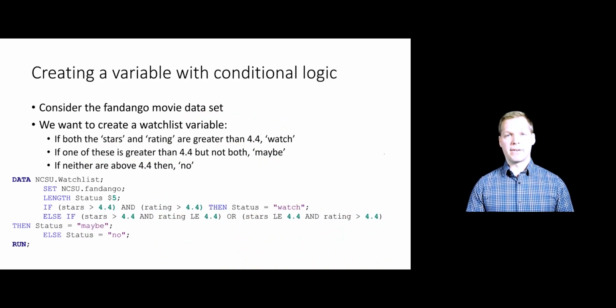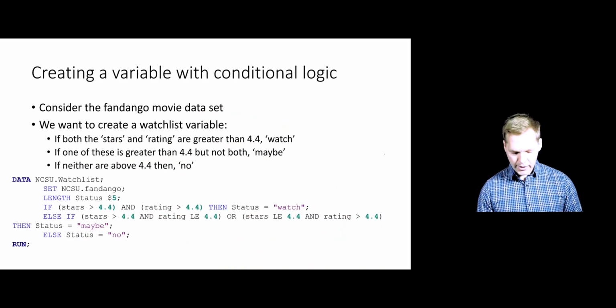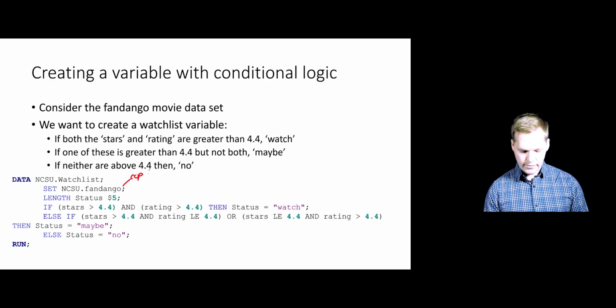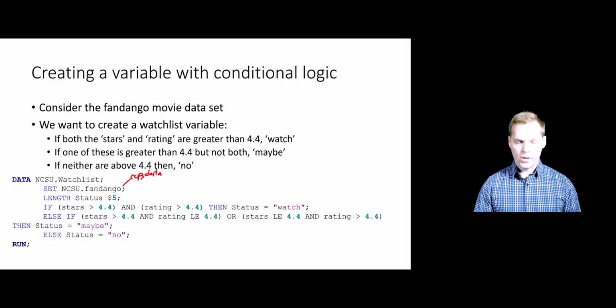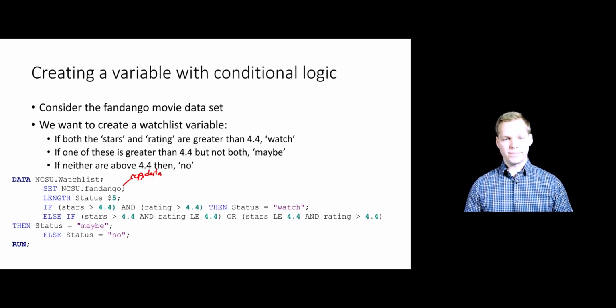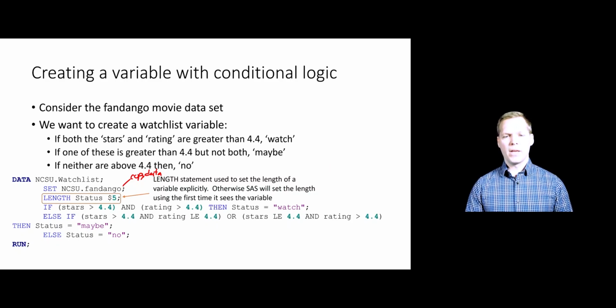So here's a data step that will allow us to do this kind of thing. Again, what we're going to do is we're going to copy our data set first. We're going to create a new data set called NCSU Watchlist. And you might notice a statement here that we didn't talk about. This is a length statement. And it's good practice when you're creating a new character variable to set the length of the variable explicitly. And the reason is that in SAS, by default, character variables are of length 8. But the first time that SAS sees the variable within your declaration of your data step, it's going to assign the length of that variable.